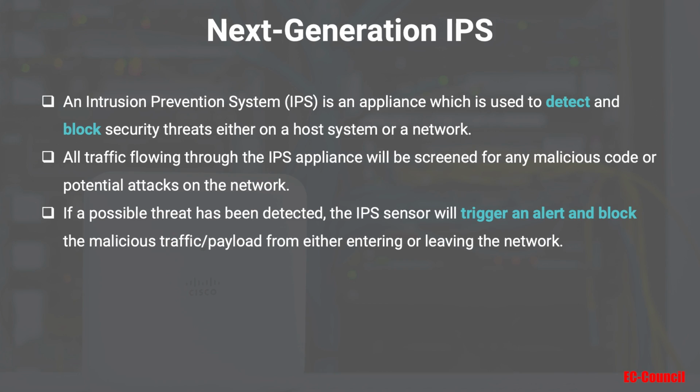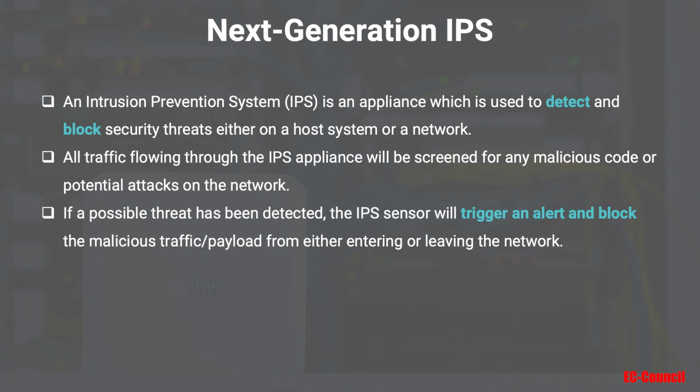If a possible threat has been detected, the IPS sensor will simply trigger an alert and block the malicious traffic or the malicious payload in real time. This prevents it from actually entering or leaving your network. Intrusion prevention systems are considered to be proactive in nature, simply because as long as they detect a threat in real time, it is going to block it, and send an alert to the actual administrator.